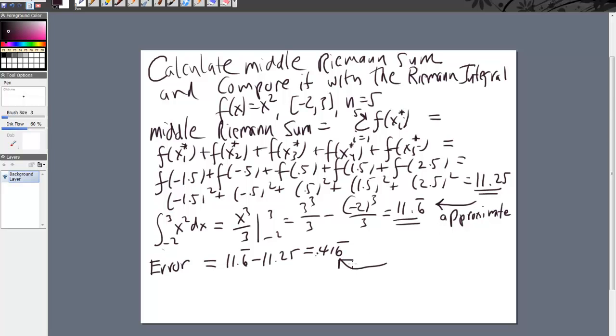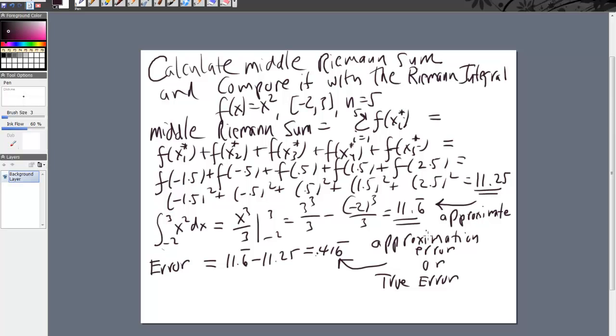This error right here is sometimes referred to as the approximation error, or sometimes referred to as the true error. The reason it's called the true error is because we're comparing the approximation to the true value for the thing that we're trying to approximate.